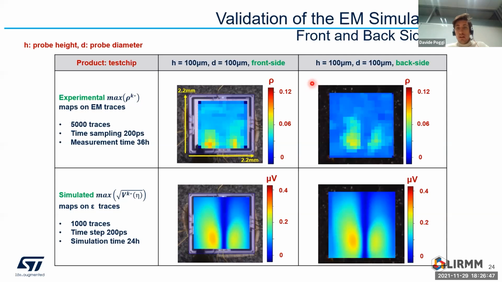So once again, we can model only top metal layers when we perform EM channel attacks by simulation, because it is enough. They are the main contributor to the magnetic field radiated. Once again, we can observe a good agreement between experimental and simulated maps, because we find that we have the same leaking areas with very similar intensities.